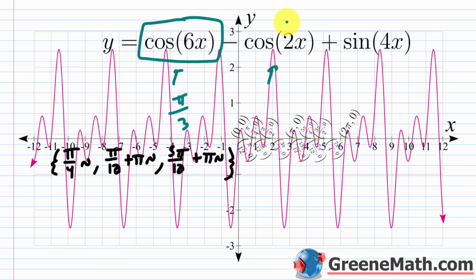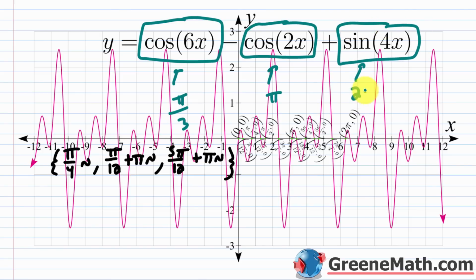So let's do this one. So this is the cosine of 2x. So that's 2 pi over 2. So that gives me just pi. And then for this one, it's the sine of 4x. So that's 2 pi over 4. So that's pi over 2. So we have not discussed how to find the least common multiple of fractions. So in other words, let's say I said, what is the least common multiple of 1/3, 1, and 1/2?